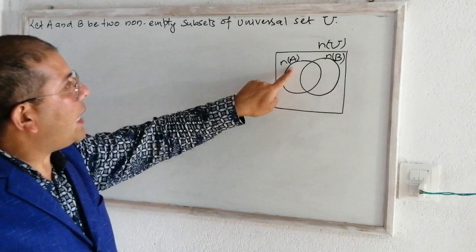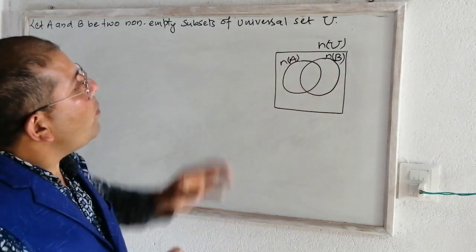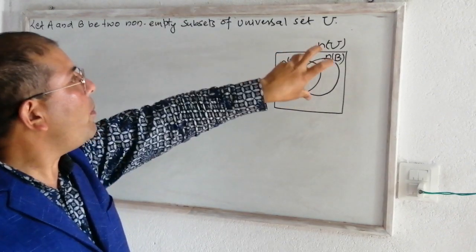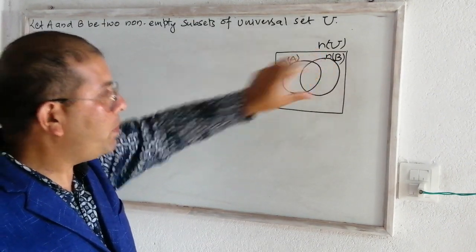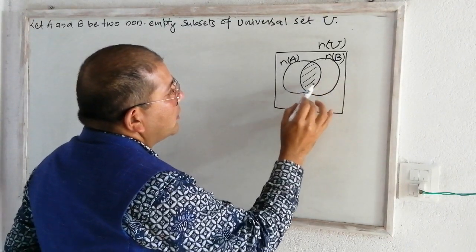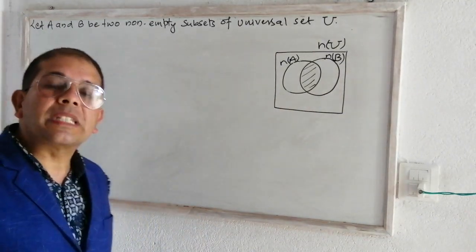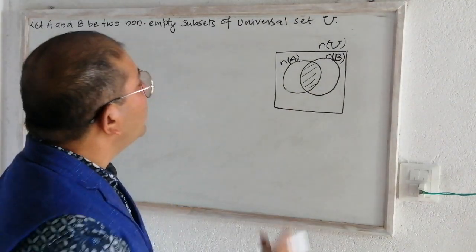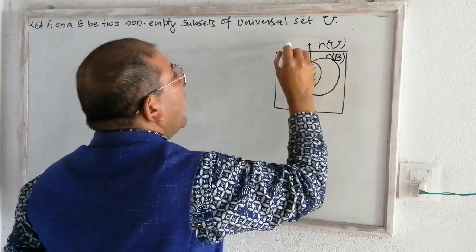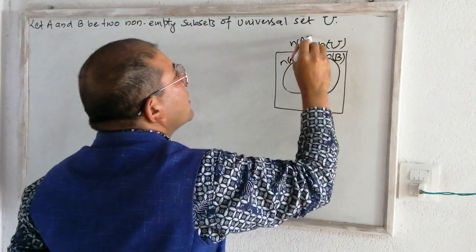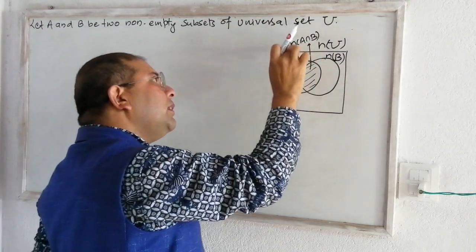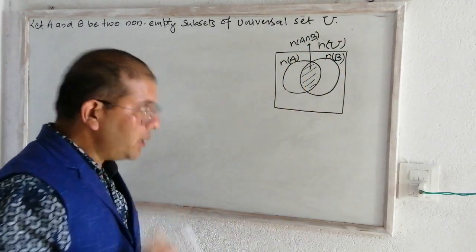Then we know it is n of A, it is n of B. How many elements are in set A? It is n of A. How many elements are in set B? It is n of B. Now we have this portion. This portion is the intersection of both sets A and B. So it is written as A intersection B, and how many elements are there? It is n of A intersection B.